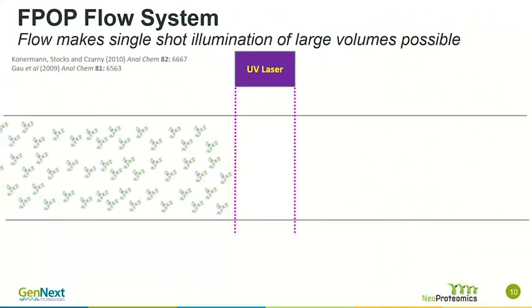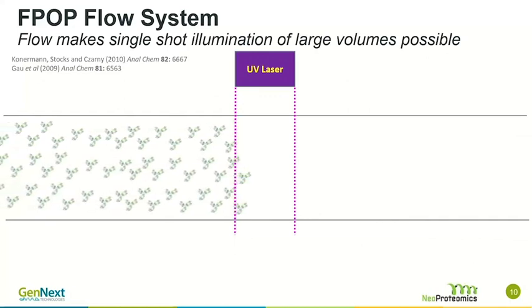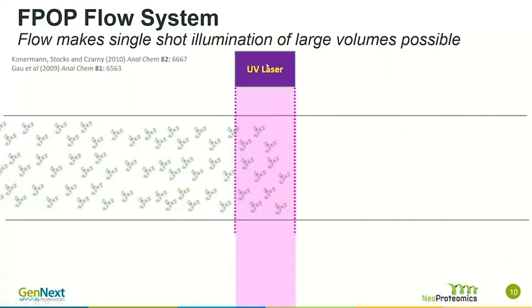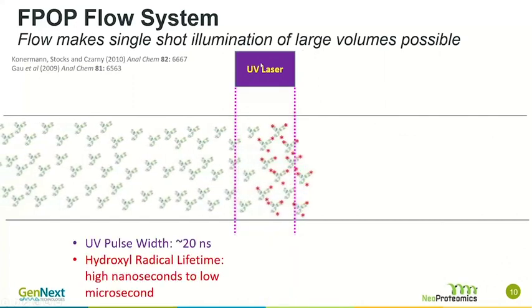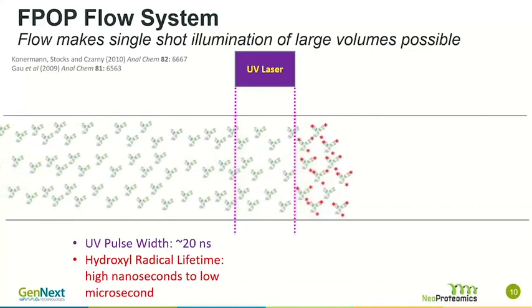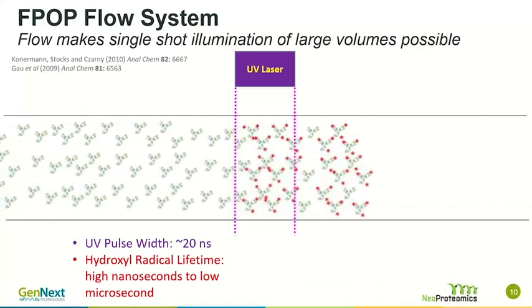So this animation is going to give you an idea of how the FPOP flow system is supposed to work. We have our UV laser, and our UV laser is a pulsed light source. So it's going to fire, and then it's going to turn off. This pulse lasts about 10 to 20 nanoseconds, depending on which laser you have. So the pulse is very, very fast.